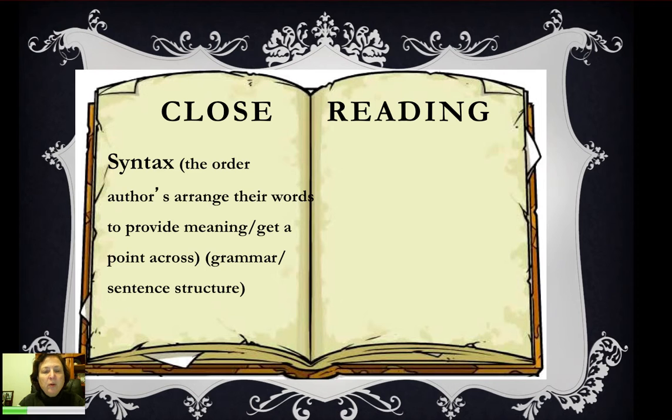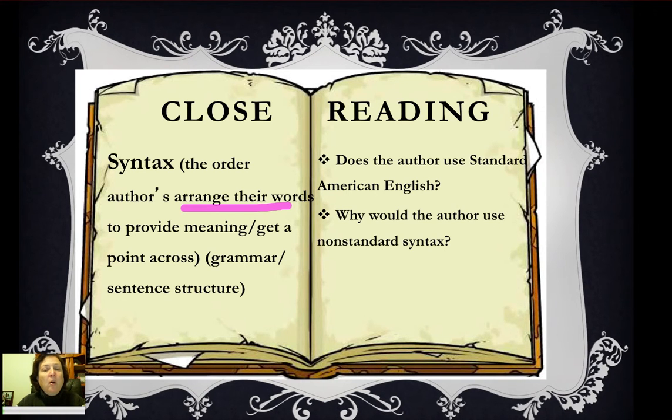Syntax, the word order, again, is going to be very important. It's the arranging of those words that's going to make a difference, and again, we can find a pattern. So, does the author use standard American English? Why would the author use non-standard syntax? When we talk about non-standard syntax, we're talking about changing the order of the sentence. Sometimes what an author or a writer will do is take the subject and use it after the verb, which is sort of inverting the order.